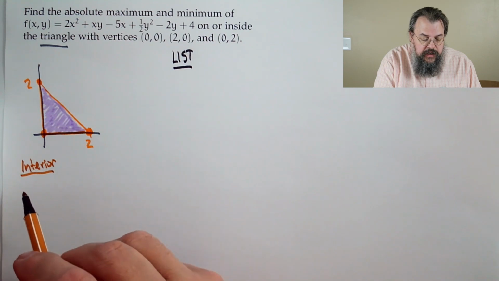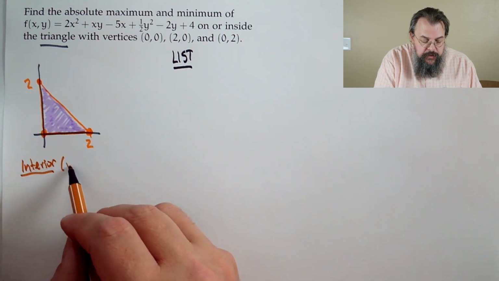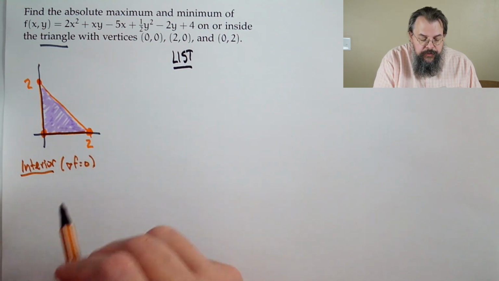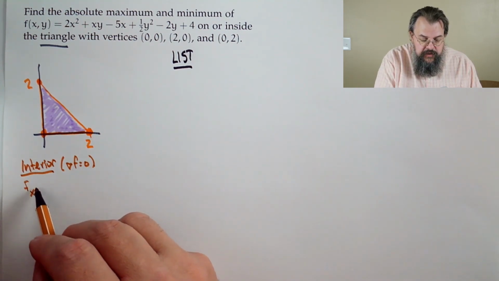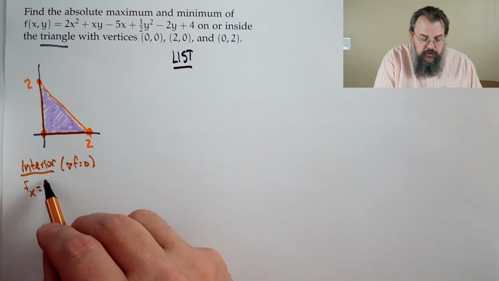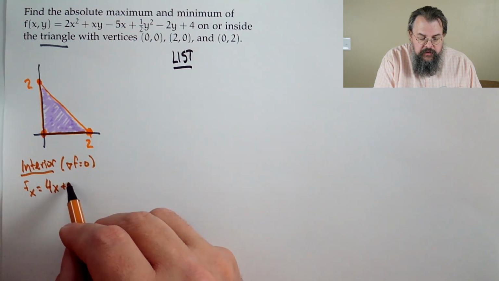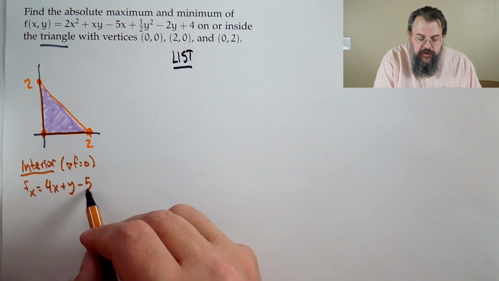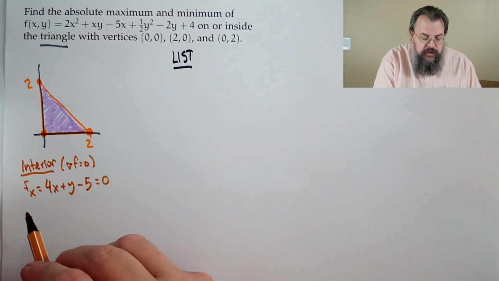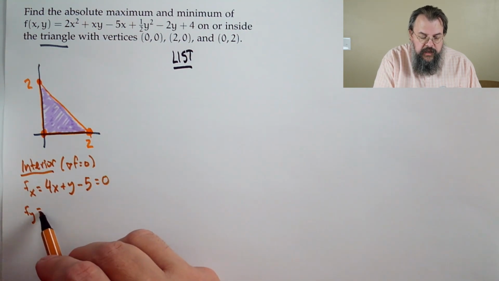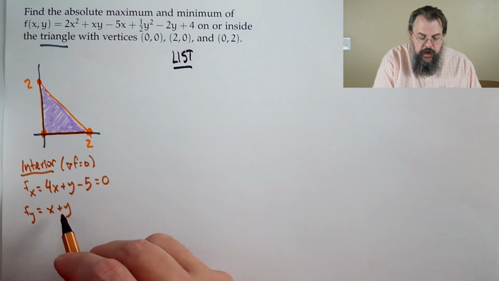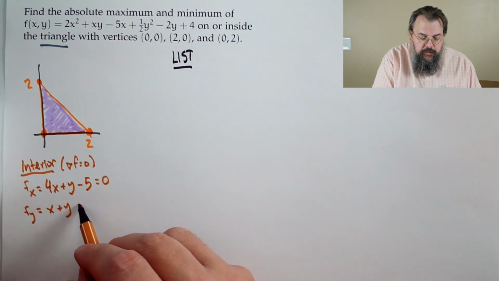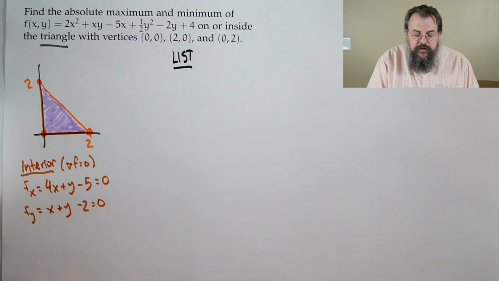Well, we set our gradient equal to 0. That's how we figure out what's happening on the interior. So f sub x, well, that's 4x plus y minus 5. Set that equal to 0. F sub y, well, that would be x plus y minus 2 equals 0.